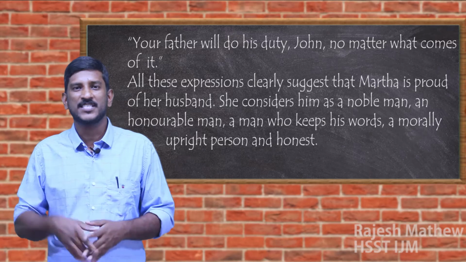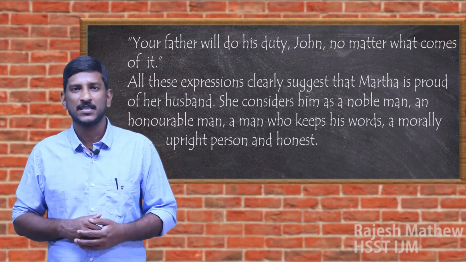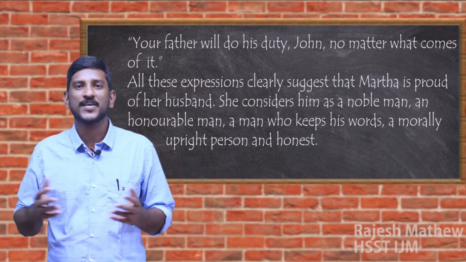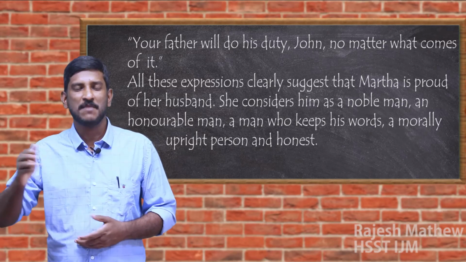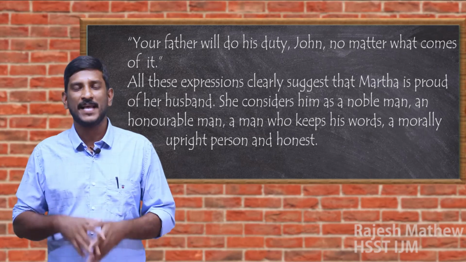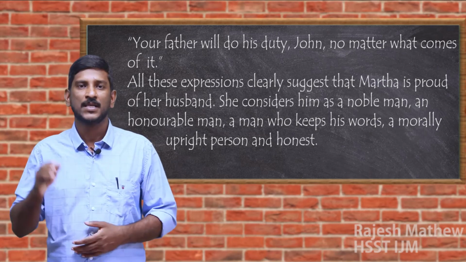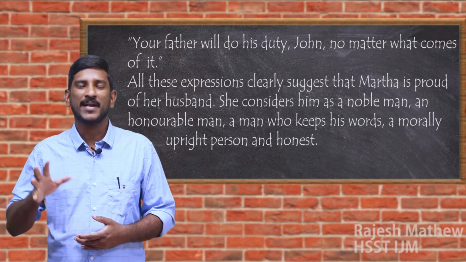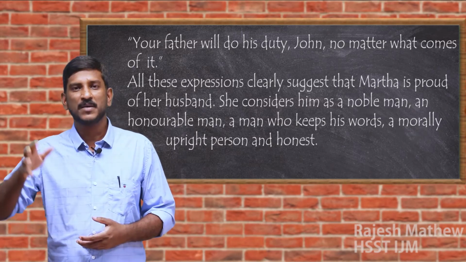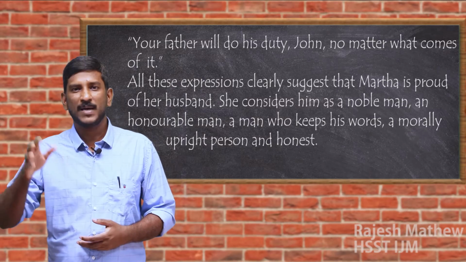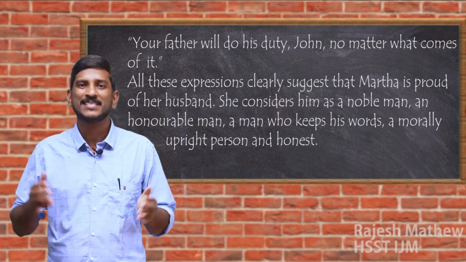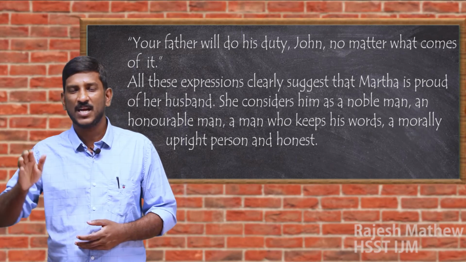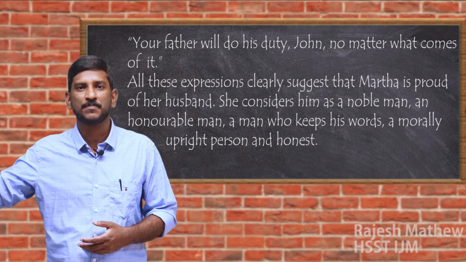All these words clearly suggest that Martha is very proud of her husband. She considers him a noble man, an honorable man, a man who keeps his word, a man who is honest and morally upright. The family members all know that Robert Baldwin will go to the court and tell the truth. And John Gresham will be punished. He will be sent to prison.